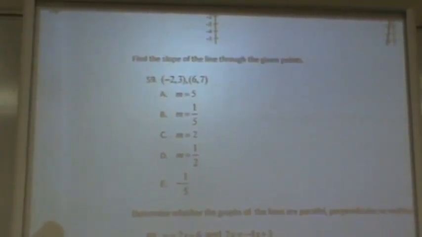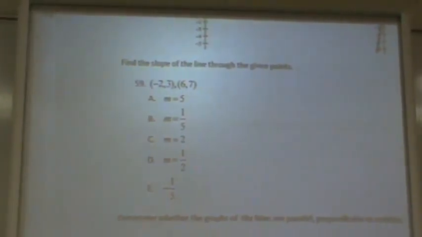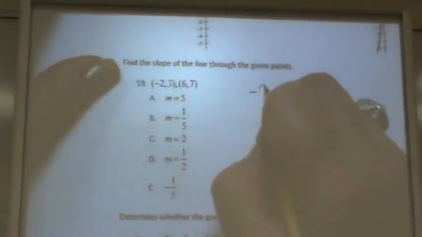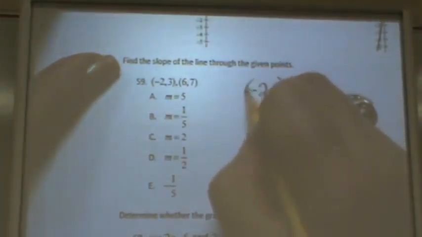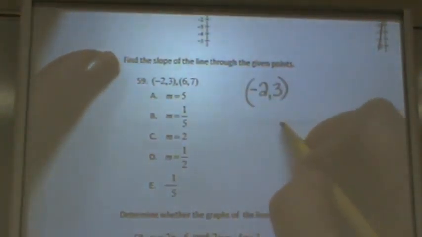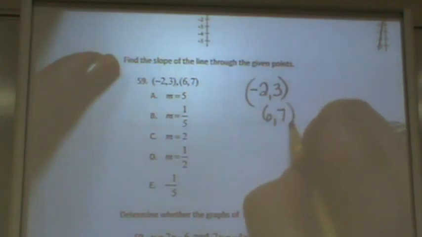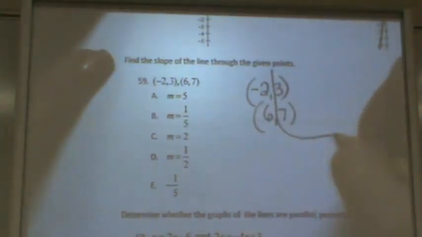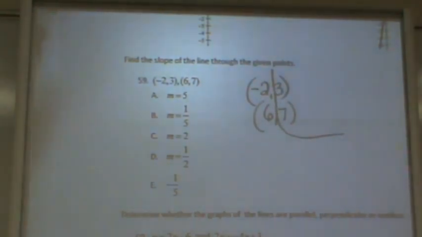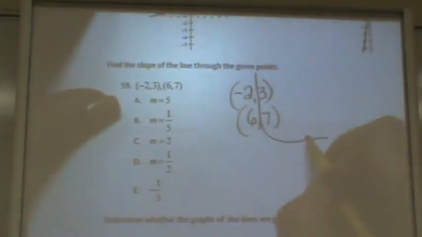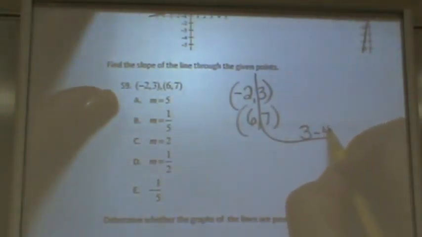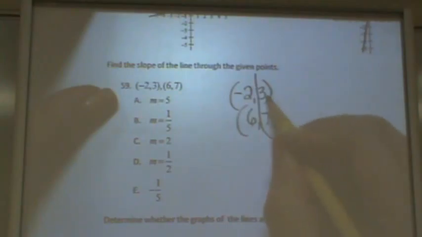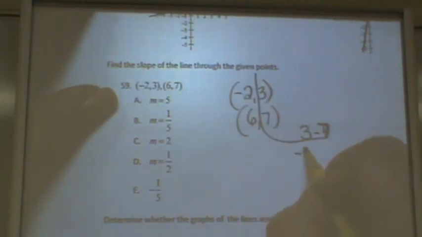For 59, how do you find the slope of a line that passes through 2 points? The easiest foolproof way, because it's the difference of the y's over the difference of the x's, is to do the little slide. We have the difference of the y's would be 3 minus 7. Just slide these right down, and negative 2 minus 6.